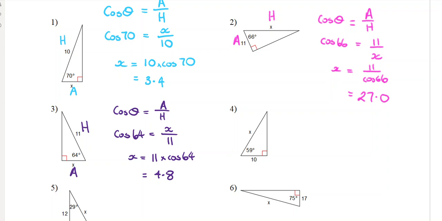What number do we put next to the cos? It's theta. So it's like a 0 with an extra loop through it. Yeah. Oh, the number for this one will be 59. It's always the angle inside the triangle.